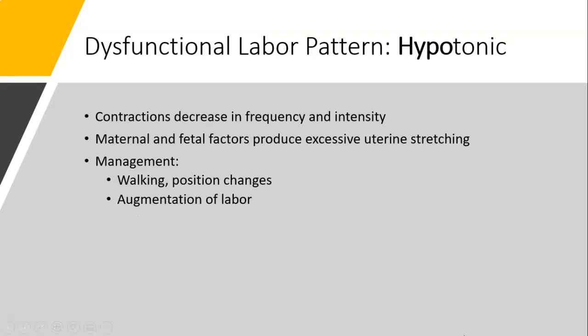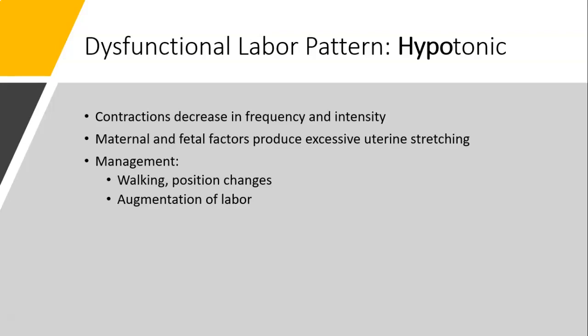The second dysfunctional labor pattern is hypotonic, and with these, the contractions decrease in frequency and intensity. It is a more common type of uterine dysfunctional pattern, and it is a state of decreased intensity for the contractions. So the pattern usually occurs after the active phase of labor. It is defined technically as fewer than 2 to 3 contractions during a 10-minute period.